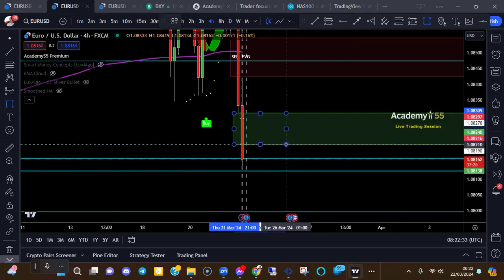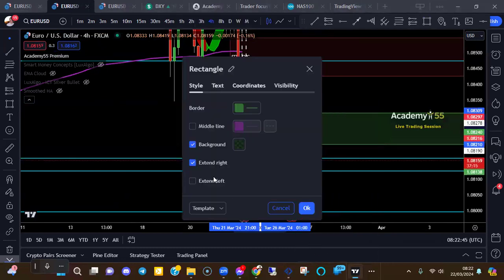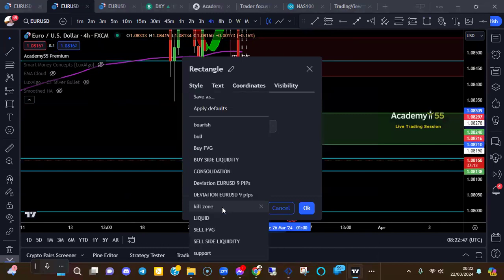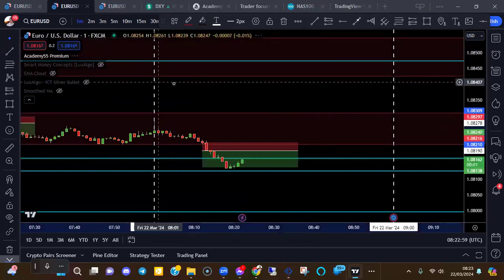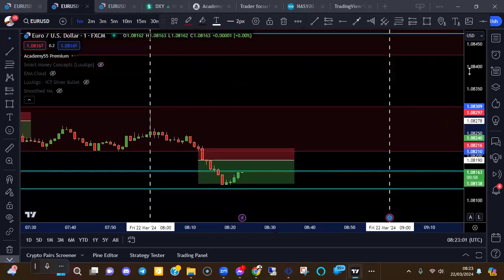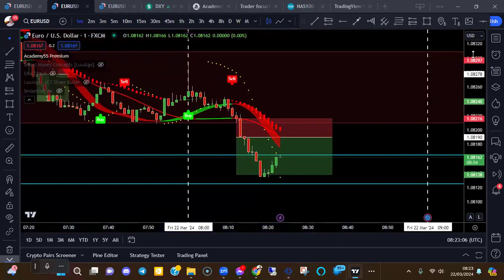This is all imbalance here. Sell imbalance, so I'll make that right. Settings, sell. There we go. This is all imbalance on the 4-hourly time frame. So there's very genuine reasons why price would want to go up. And indeed, it is going up now.